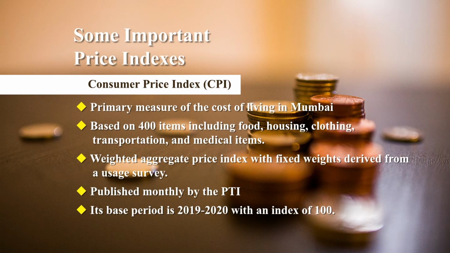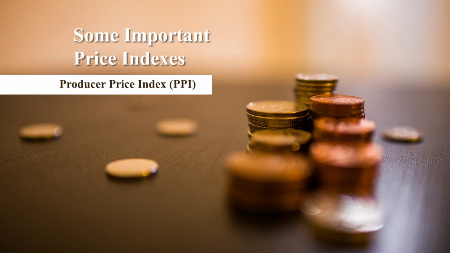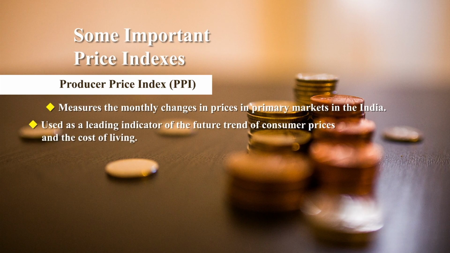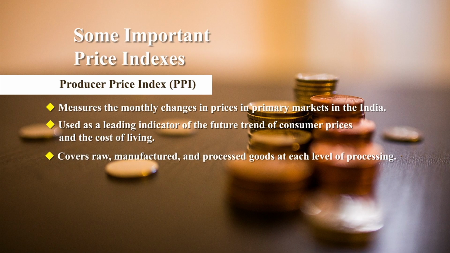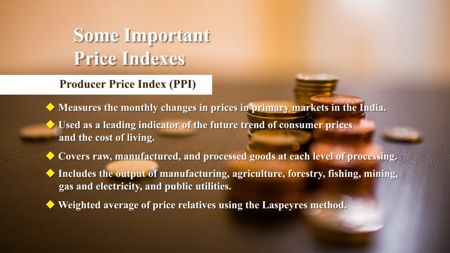The base period is 2019-2020 with an index of 100. Then there is the producer price index. If we talk more about the producer price index, it measures the monthly changes in prices in primary markets in India, and is used as a leading indicator of the future trend of consumer prices and the cost of living. It covers raw, manufactured and processed goods at each level of processing, and includes the output of manufacturing, agriculture, forestry, fishing, mining, gas, electricity and other public utilities. It is a weighted average of price relatives using the Laspeyres method.